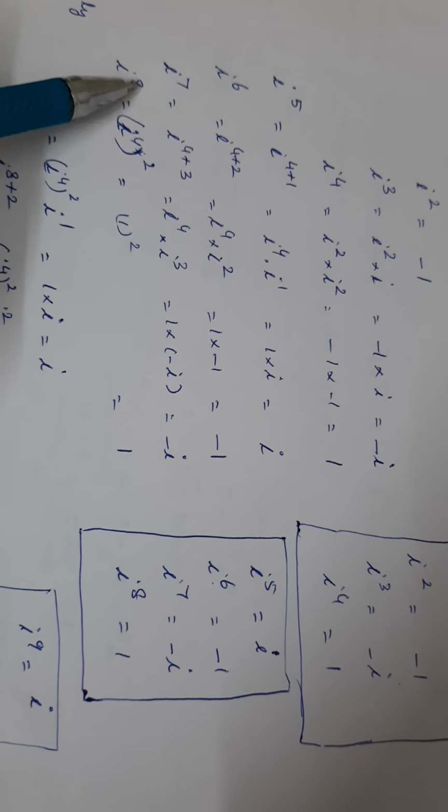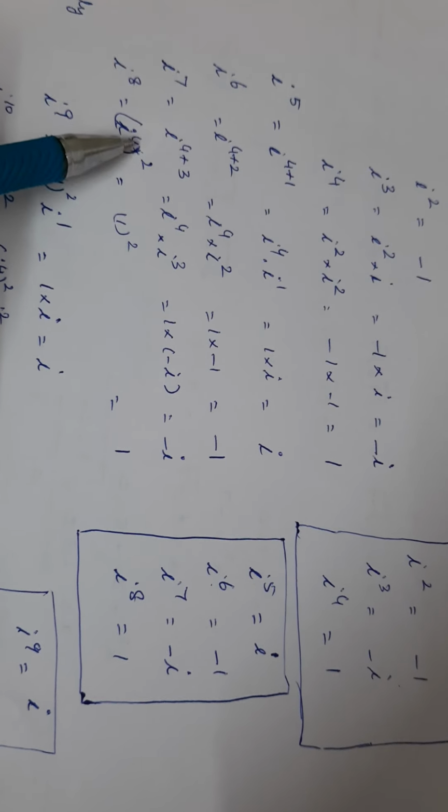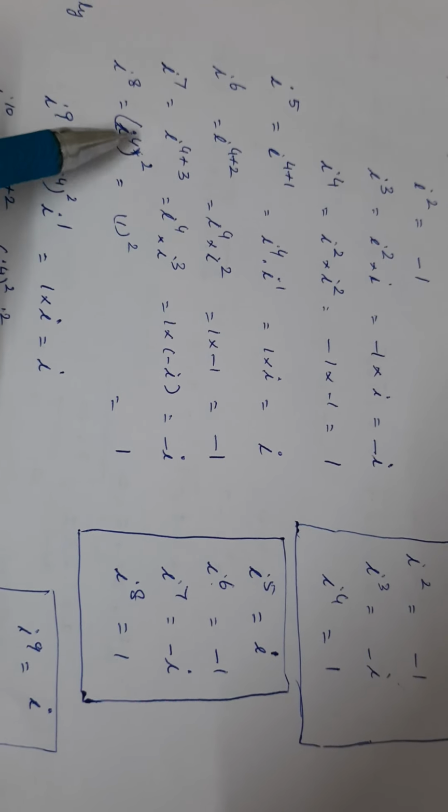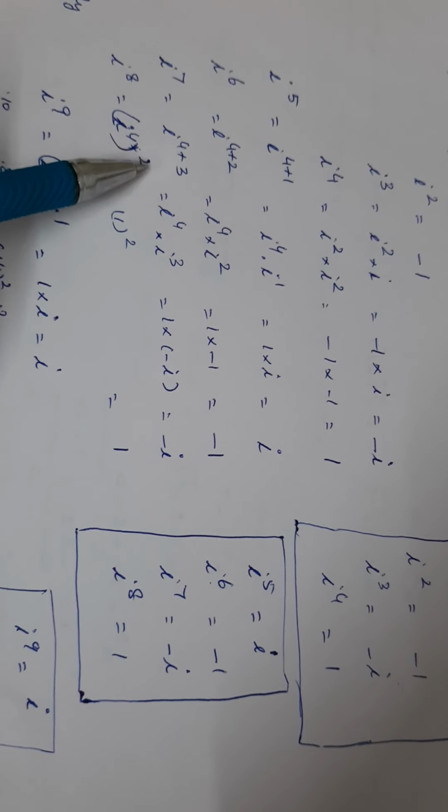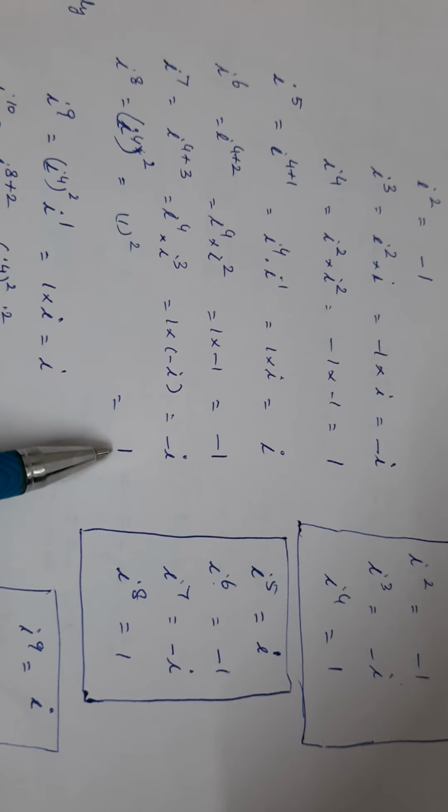I power 8. That is nothing but I power 4 the whole square. That means 4 2s are 8. So we can use the power to the power rule. We can multiply the powers. So it can be written as I power 4 the whole square. I power 4 is 1. 1 square is equal to 1.